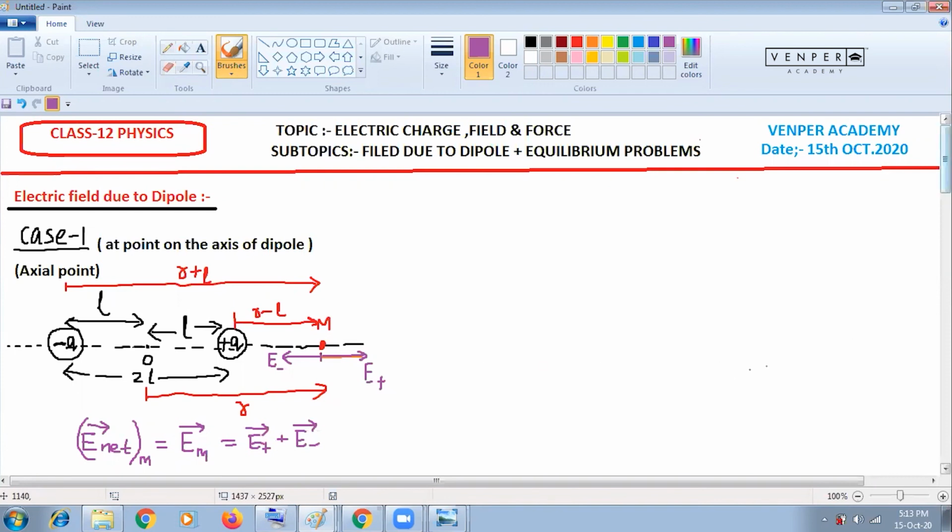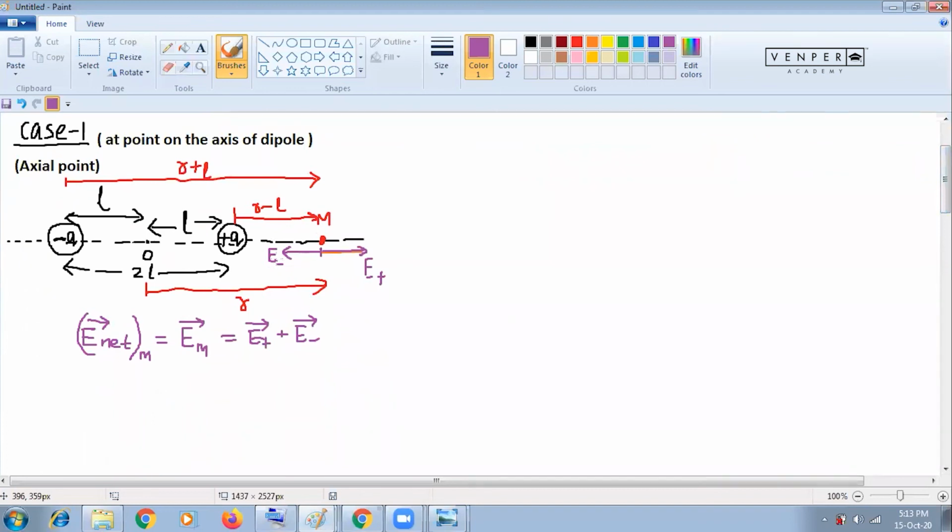But if you see perfectly, these two are in opposite directions. Now the magnitude of E plus, due to the positive charge, where K means 1 by 4 pi epsilon naught, is K Q by R minus L squared. And due to the negative charge, E minus is K Q by R plus L squared.